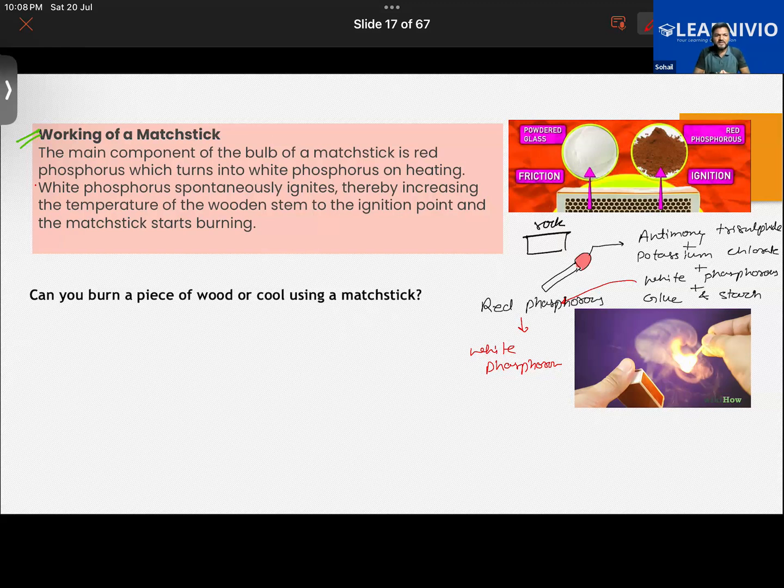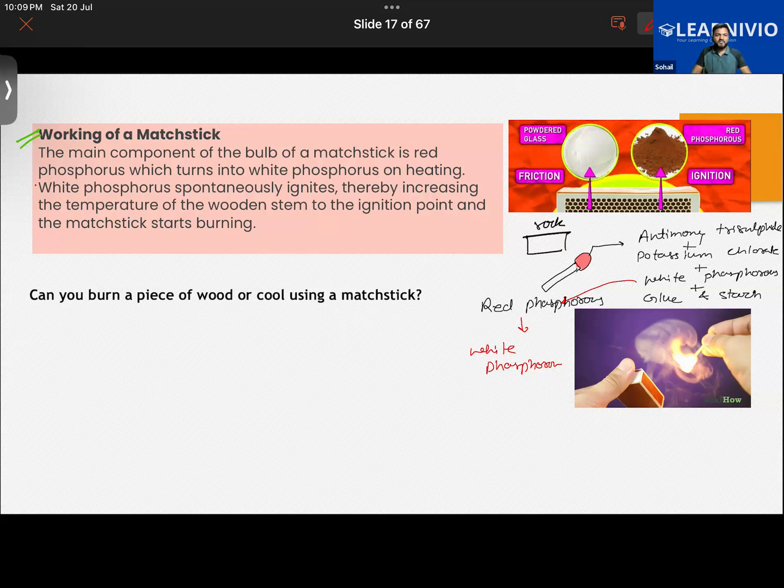We learned that it is one of the necessary conditions for a fuel to catch fire. For a fuel to undergo combustion, one of the necessary conditions was ignition temperature. The lowest temperature at which a substance catches fire. Exactly, that is ignition temperature. So the ignition temperature of the wood or coal is not met by just using a matchstick.